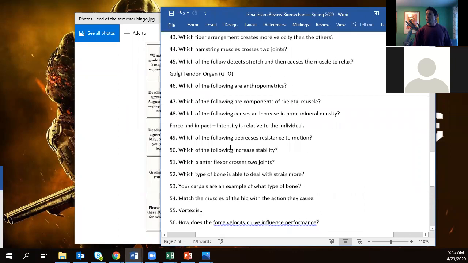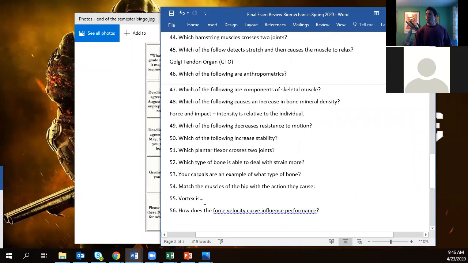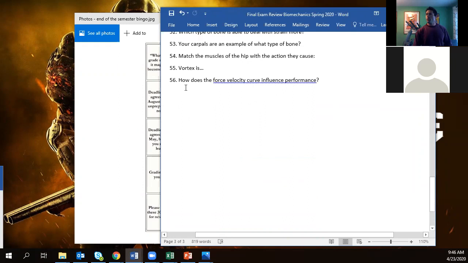Yeah, so we got the goals we tend to, again, talk about impact. Now, one that I do want to bring up today that we haven't really discussed too much, which is how does the force velocity curve influence performance? Now, we did bring this up when we were going through the slides. First and foremost, guys, what is the force velocity curve? What is the force velocity curve?